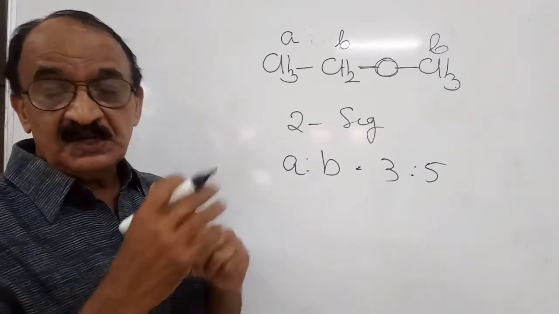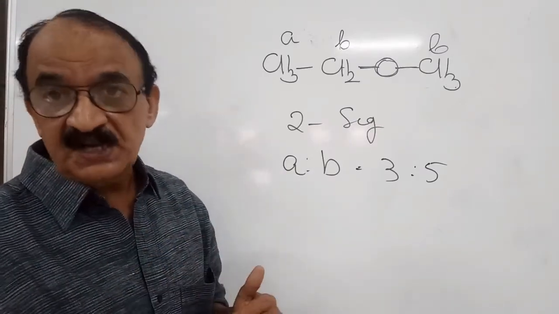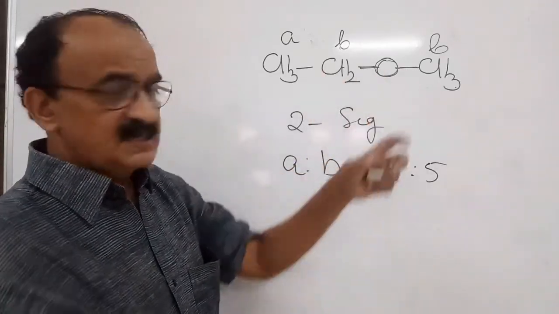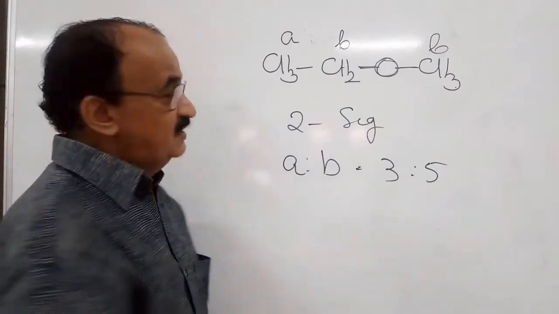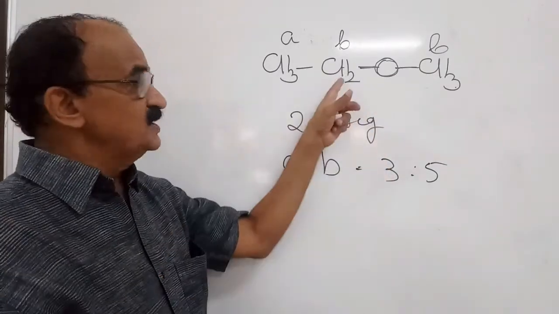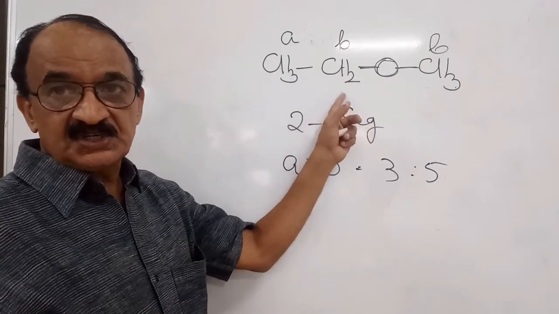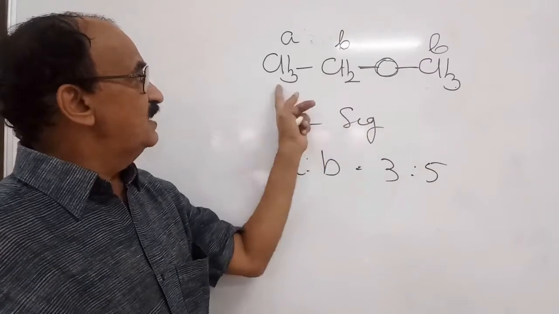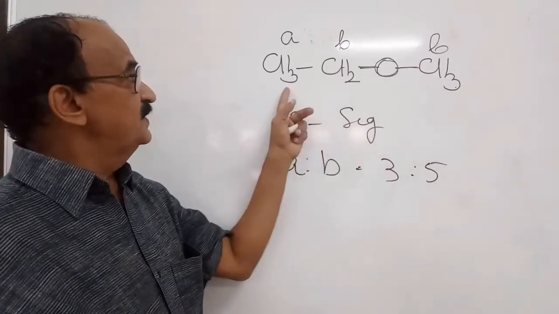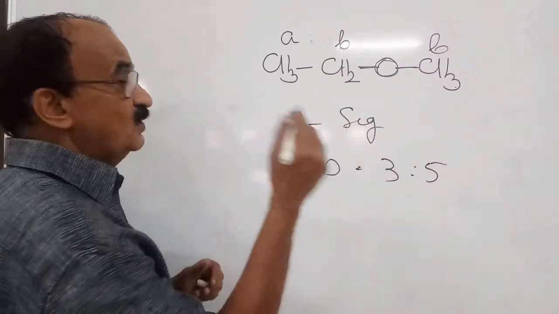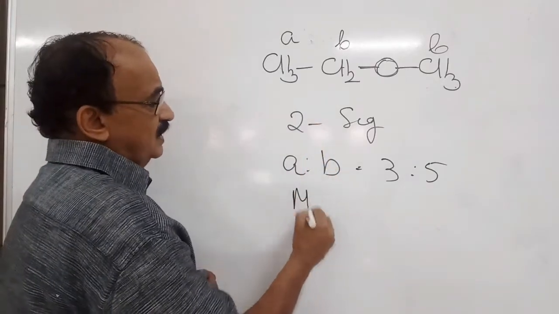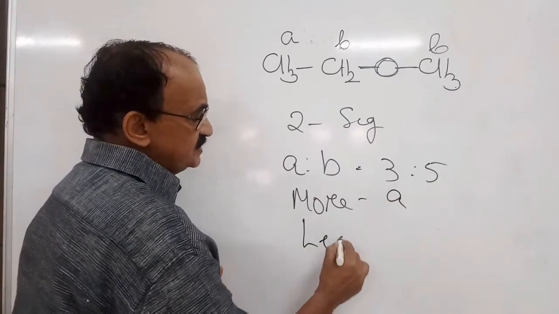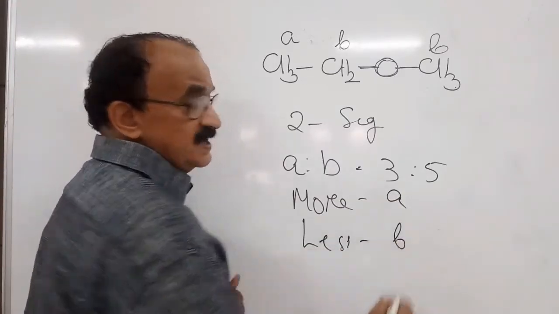Which one will be nearer to the TMS? Which one will be more shielded? See, near the B set there is an electron withdrawing oxygen. Therefore, electron density around the proton is smaller, so this is deshielded. But these protons are more shielded because oxygen is far away from the CH3 protons. So which one is more shielded? That will be A set, and less shielded will be B.